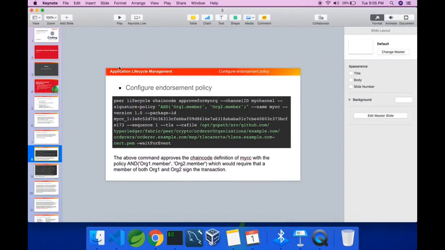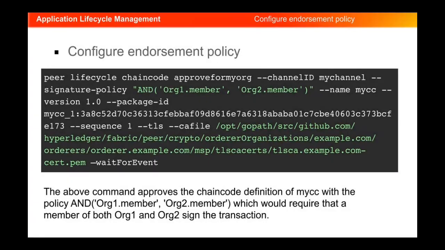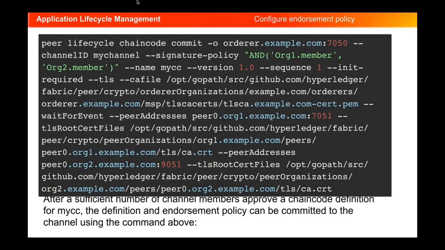Moving on to the next slide. This is one more command, which is the command to commit the chaincode. What this command does is, after a sufficient number of channel members approve a chaincode definition for mycc, the definition and endorsement policy can be committed to the channel using this command.